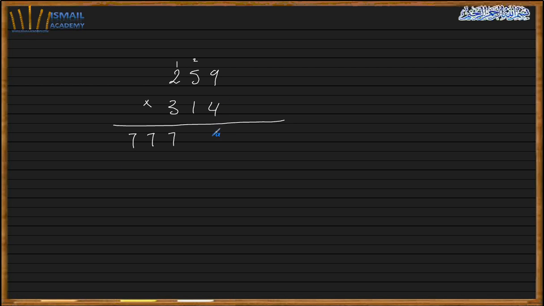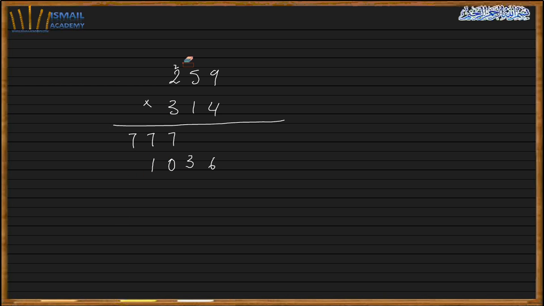Now, I want to do the ones. You see, 4 times, let me erase the remainder here, at least I don't get confused. 4 times 9 is 36. I'm going to start from the ones. You see, 36, carry the 3 here. 4 times 5 is 20, so it's 23. And I carry my 2 here. 4 times 2 is 8 and 2 is 10, so it's going to be 10.